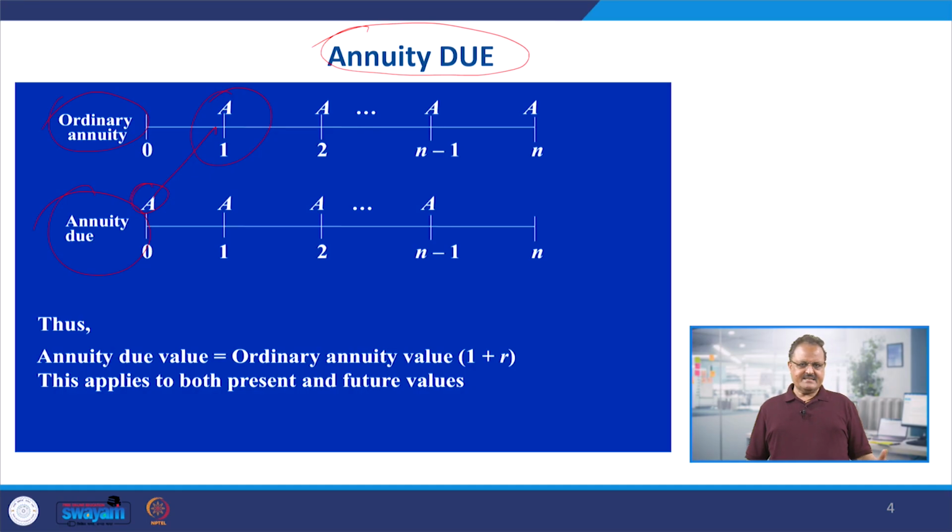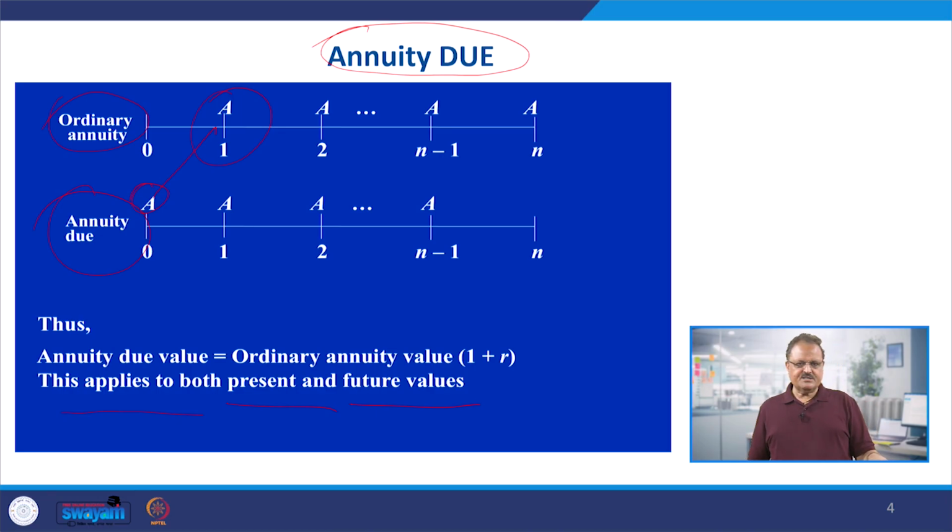But if it is given in the problem that the cash flow will occur in the beginning of the period, that would be called an annuity due, and for calculating the value of that annuity, maybe a simple annuity or a growing annuity, you have to multiply the ordinary or deferred annuity by 1 plus R, right. You apply ordinary annuity value into 1 plus R, and be careful, this applies to both the present as well as the future values.